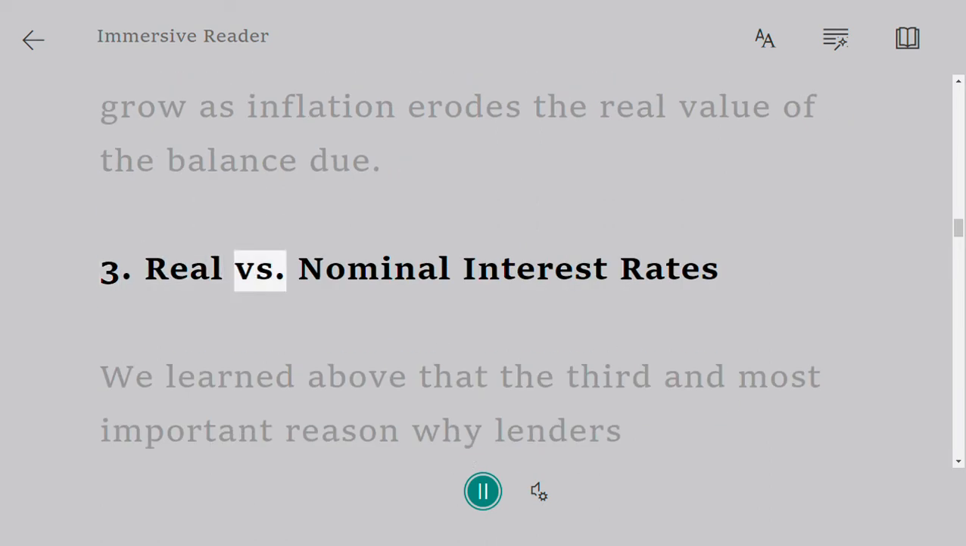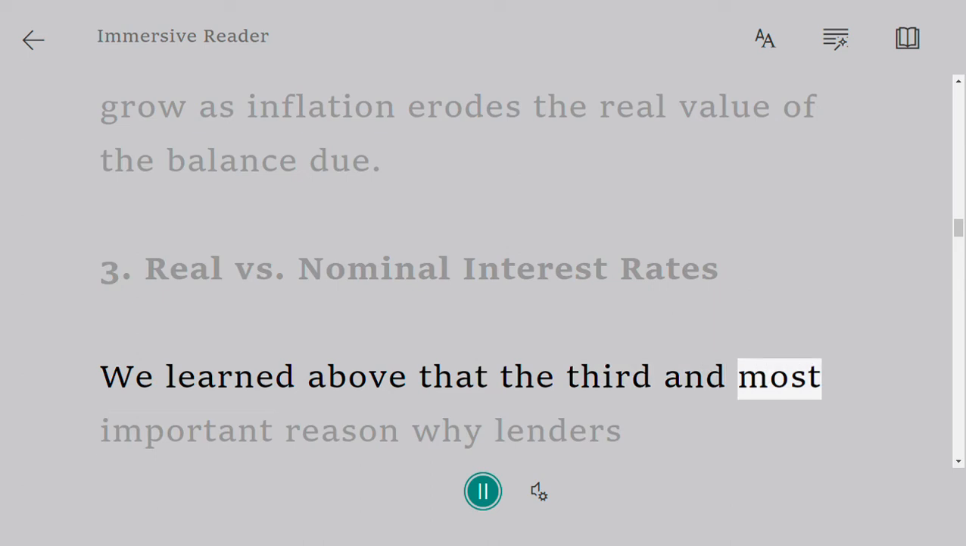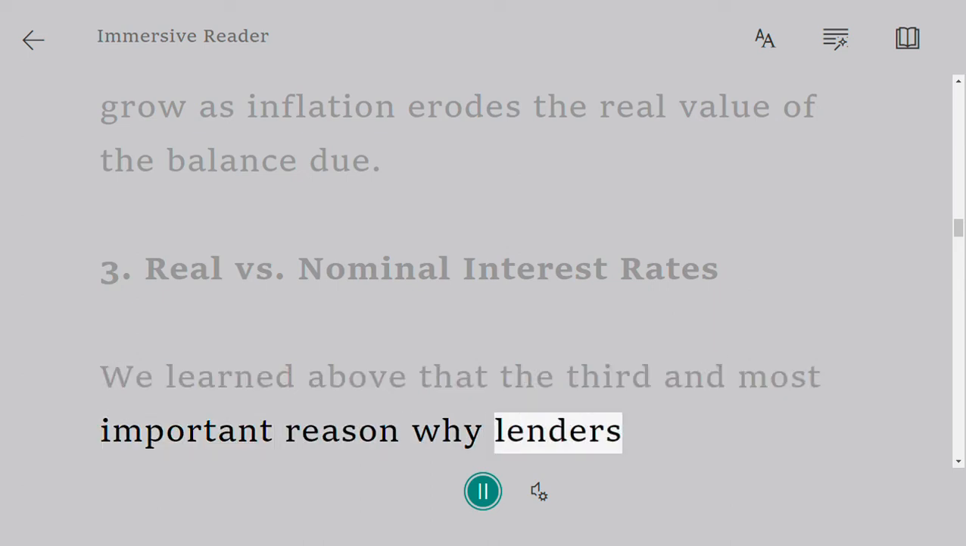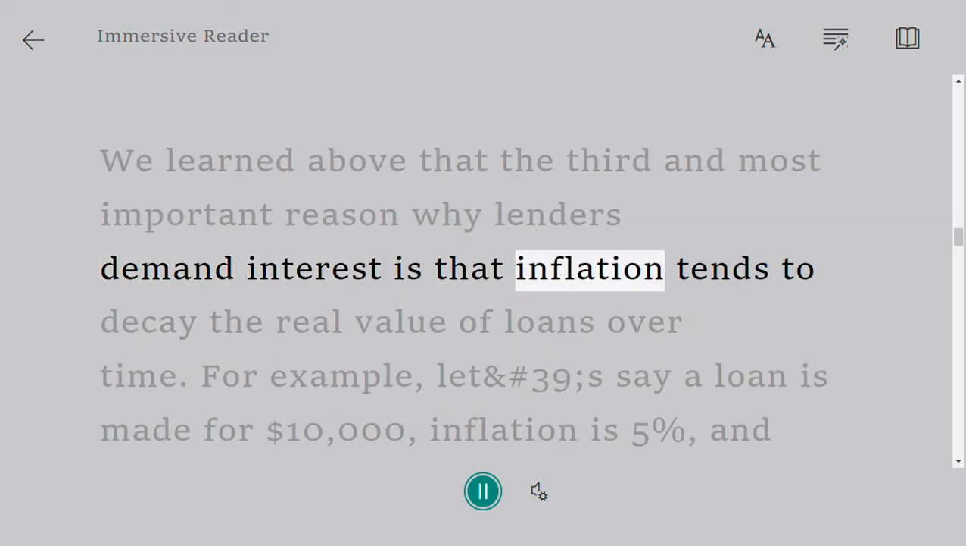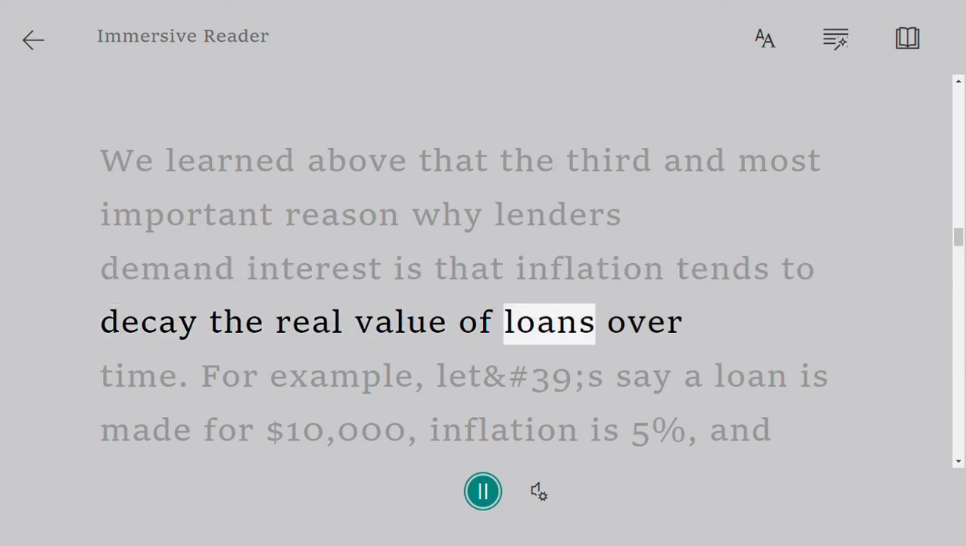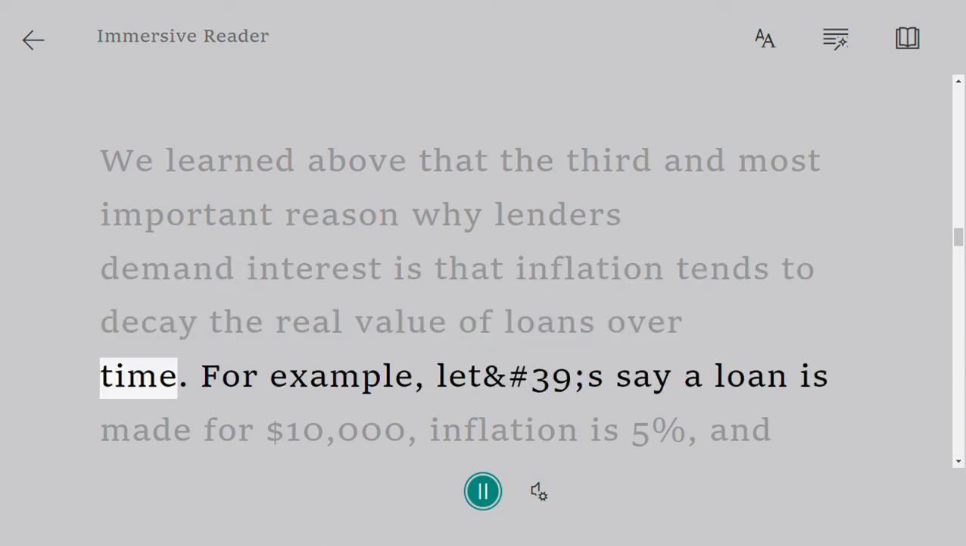3. Real versus nominal interest rates. We learned above that the third and most important reason why lenders demand interest is that inflation tends to decay the real value of loans over time.